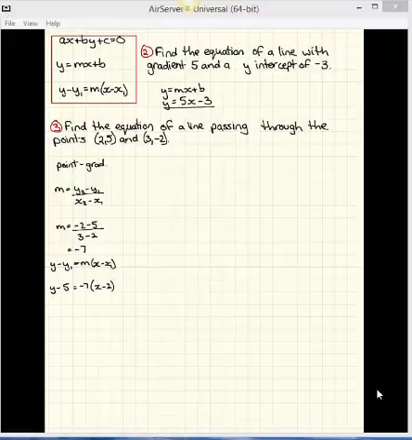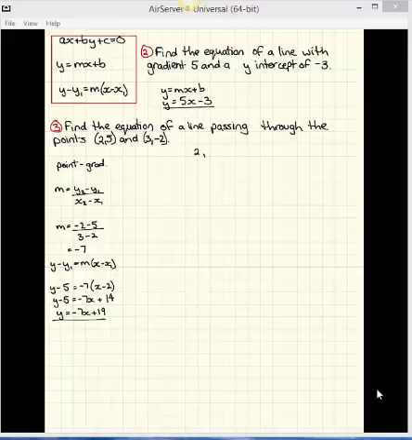So again, just tidy it up. I'm going to expand my brackets. y minus 5 is equal to minus 7x plus 14. And if I'm going to leave it in gradient intercept form, I just need to add the 5. So minus 7x plus 19. And there's the equation for my line.